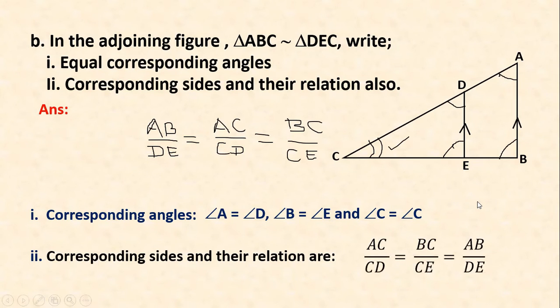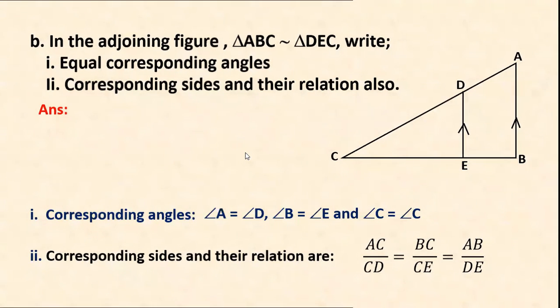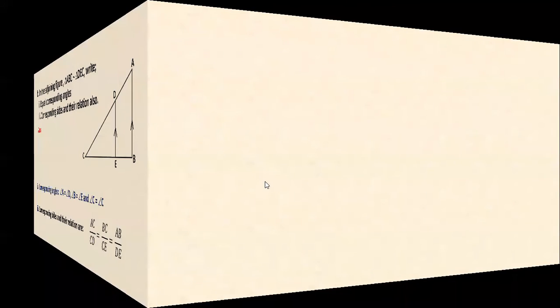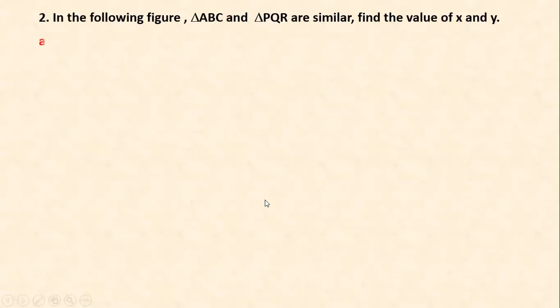Please look at there. AC by CD, BC by CE, and AB by DE. Okay, sir. Okay, now come to question number 2, first one, A.